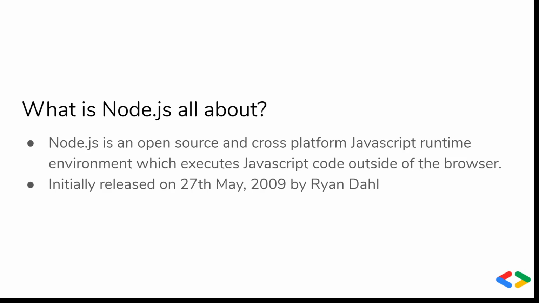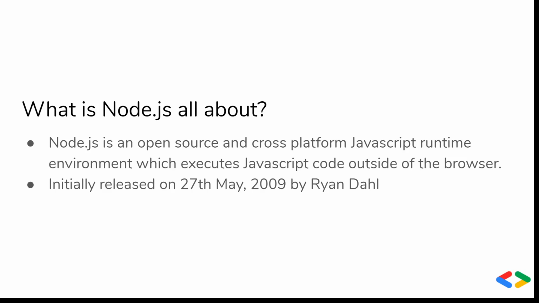So it says Node.js is an open source. What it means is that the source code of Node.js is available to everyone for free, and you can go and contribute to it yourself. It is cross-platform, meaning that it can run on Windows, Mac, Linux, or any other operating system in the world. And it is a JavaScript runtime environment.